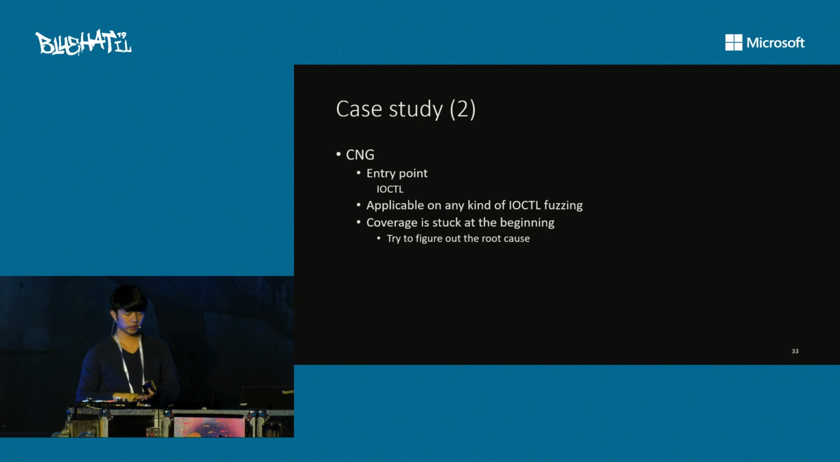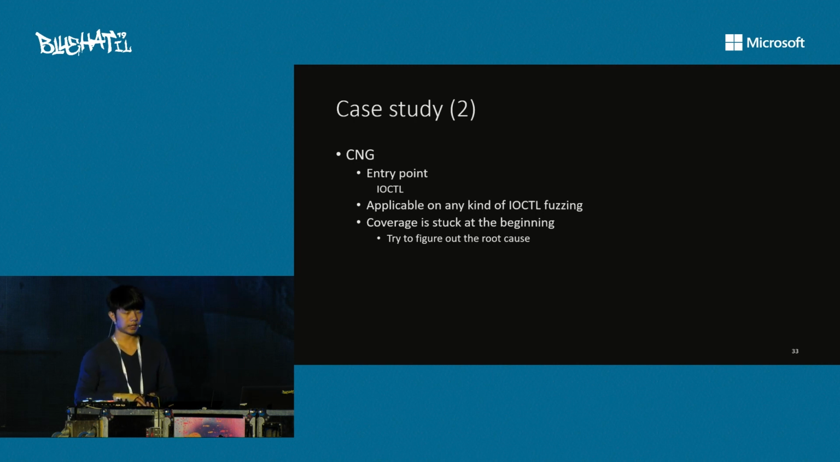And the second target is the CNG driver, which is one of the well-known vulnerable drivers. Some of the entry points are from I/O control. This scenario is also applicable to any kind of I/O fuzzing.